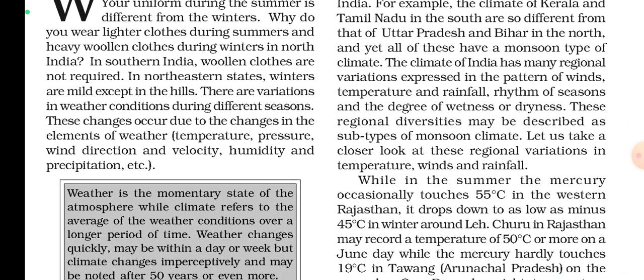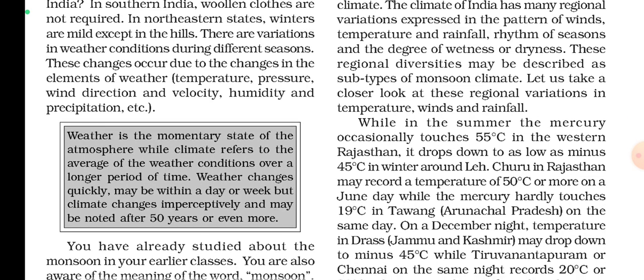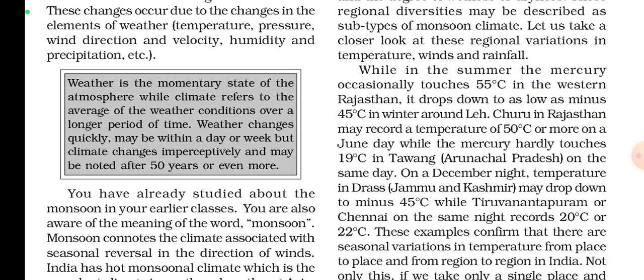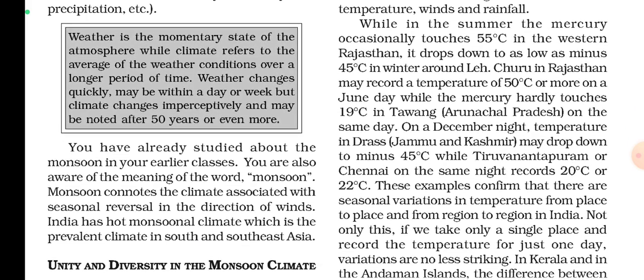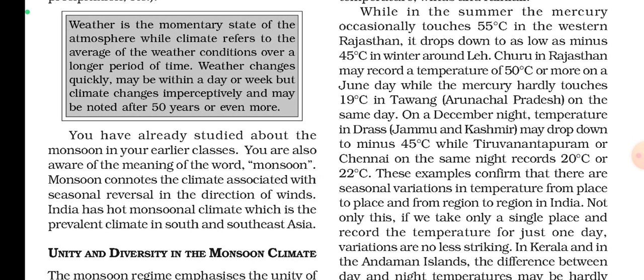The climate of India has many regional variations expressed in the pattern of winds, temperature and rainfall, rhythm of seasons and the degree of wetness or dryness. These regional diversities may be described as subtypes of monsoon climate. Let us take a closer look at these regional variations in temperature, winds and rainfall. While in the summer, the mercury occasionally touches 55 degrees Celsius in western Rajasthan, it drops down to as low as minus 45 degrees Celsius in winter around Leh.